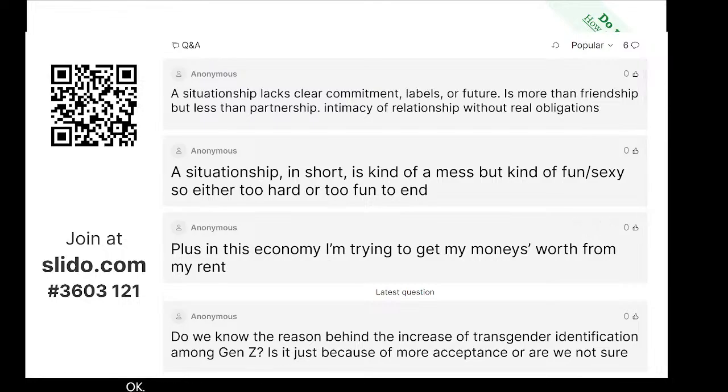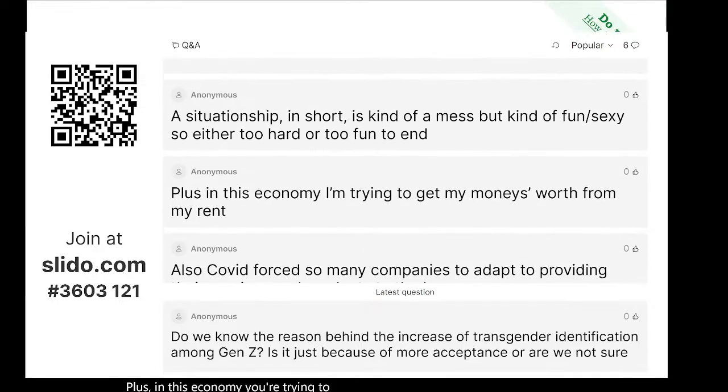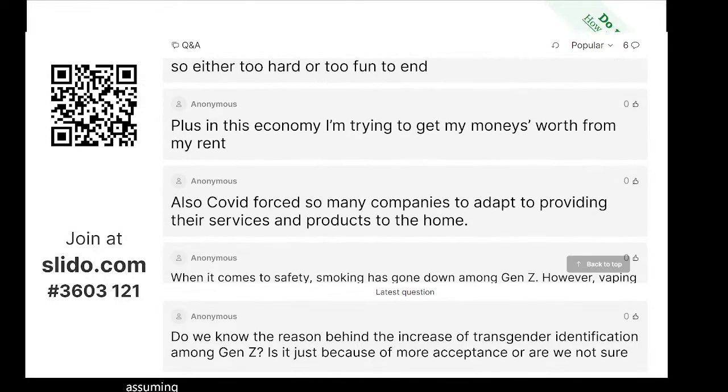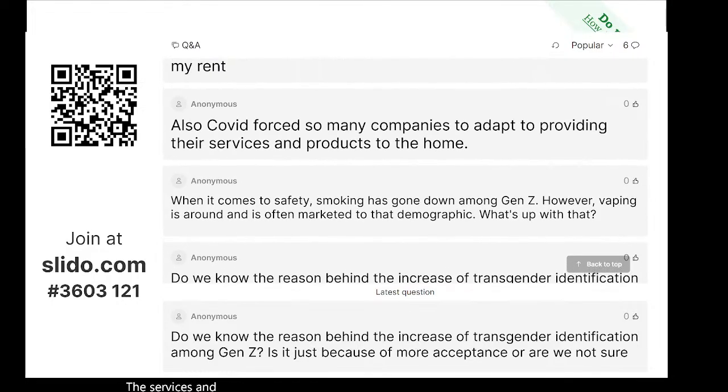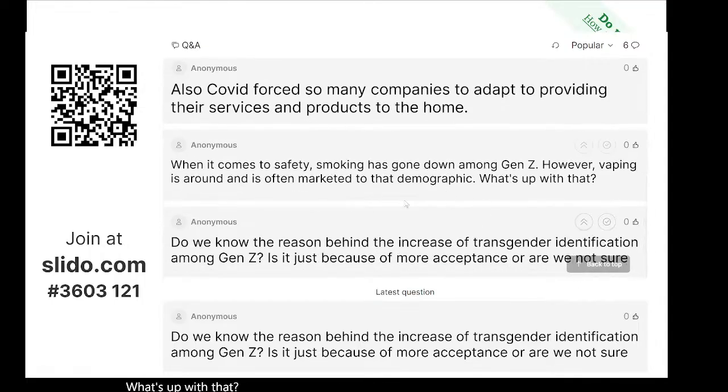Plus, in this economy, trying to get your money's worth from rent, assuming that's about services and products at home. Yes, that is true. What's up with that? That's a very interesting way to phrase the question.